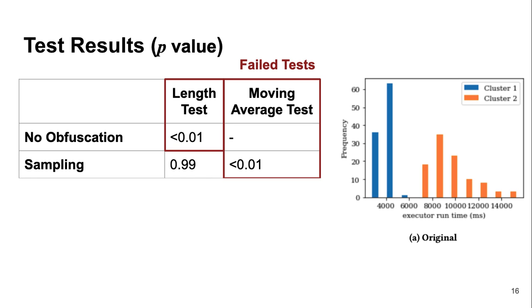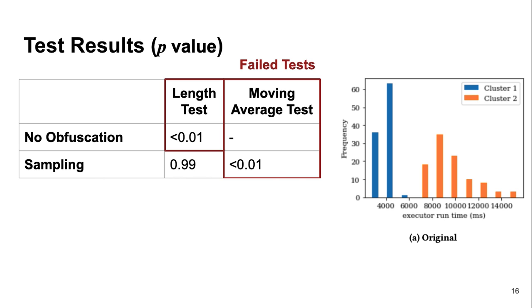To prevent the log length from leaking information about the hardware, we performed random sampling and selected a fixed number of tasks for each log file. This way, all the logs have similar length, and the p-value for the length test is greater than 0.01. Hence, the length test is passed.